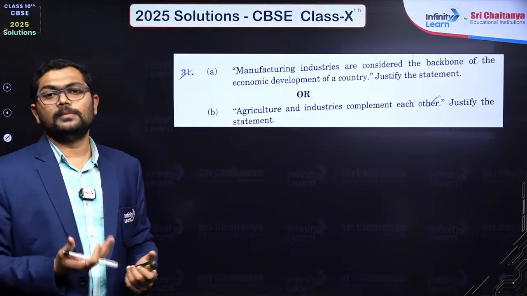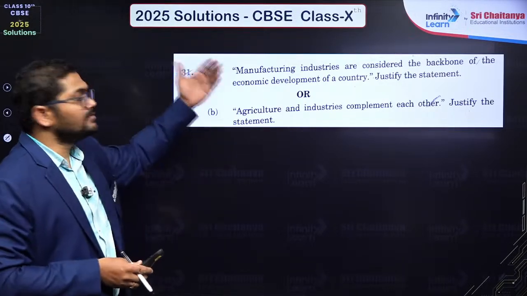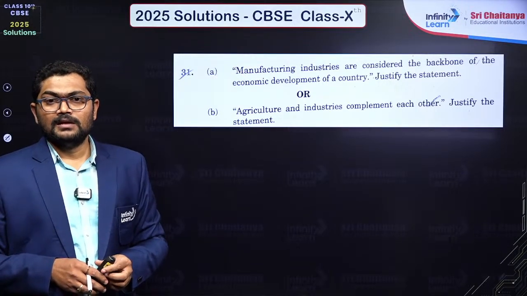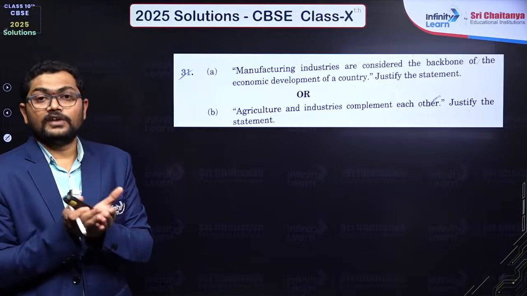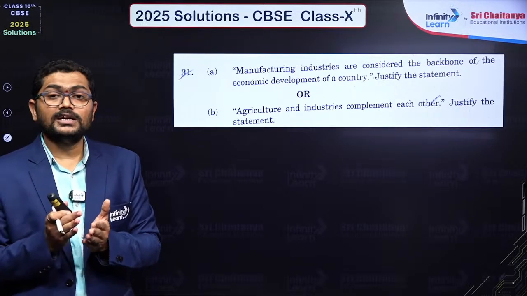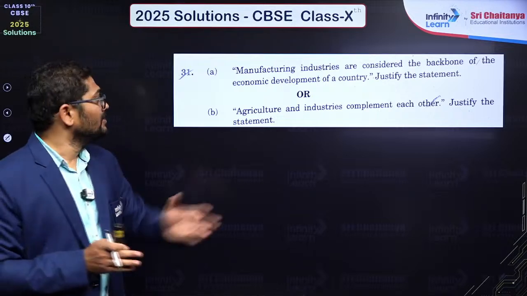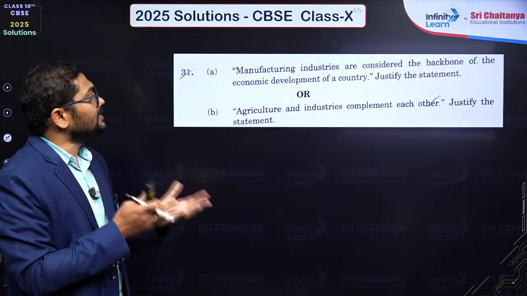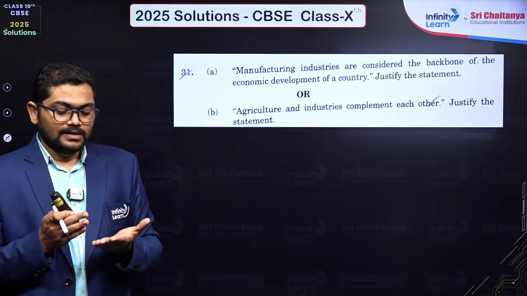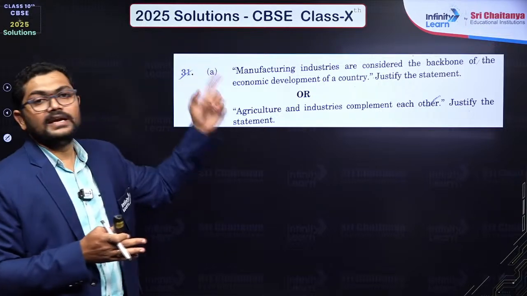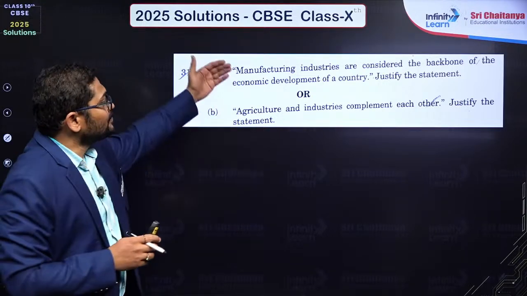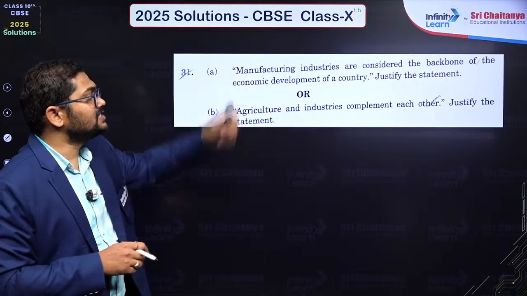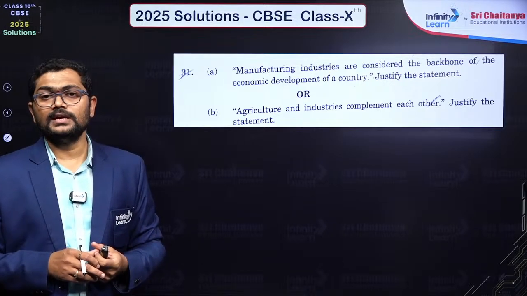At the very start of the chapter on manufacturing industries, we have some 4 to 5 points which tell about the importance of manufacturing industries. Manufacturing industries are needed in order to create more employment, to eradicate unemployment from the country, and to eradicate poverty. The strength of the economy of a country is actually measured based on the manufacturing industries that we have in the country. So we have beautiful points on why we consider manufacturing industries the backbone of the economic development of a country.